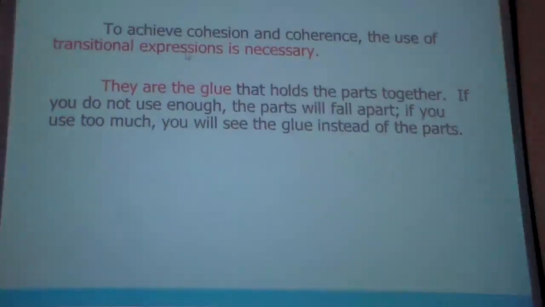Transitional expressions like however, because, whether, these things, because you are linking those sentences together. If you do not use enough, the parts will fall apart. If you use too much, you will see the glue instead of the parts. You got it? You got this sentence?